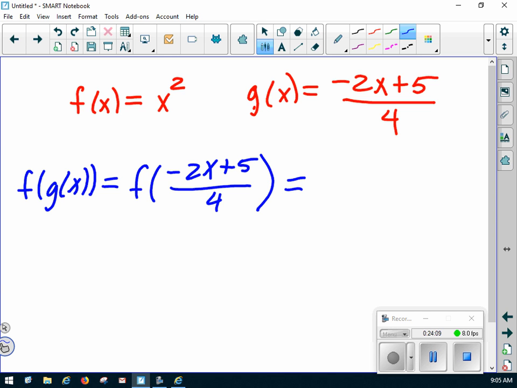Now, this mess right here is going into f. There's f. This mess is going in and it's kicking out what? X, and substituting itself. So what's it going to look like? Itself squared. And you can leave it like that. I do not have a problem with you leaving it like that.